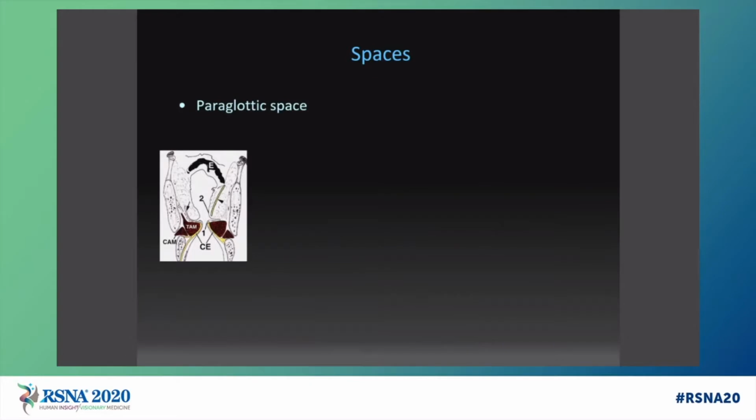The second important space to know is the paraglottic space, which is everything that is lateral to these two yellow lines on this coronal drawing. This yellow line up top at the supraglottic level is called the quadrangular membrane, and this other yellow line at the glottic and subglottic level is called the conus elasticus.